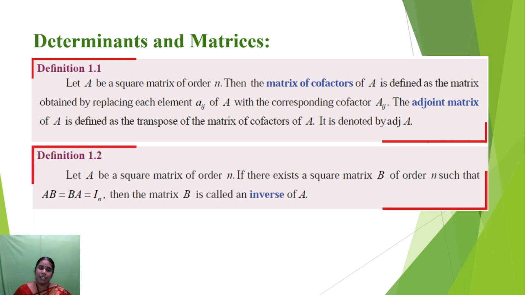Next thing, inverse. A matrix is said to be an inverse when, for two matrices A and B of order n, AB is equal to BA is equal to I, the identity matrix. Then B is said to be the inverse of A.